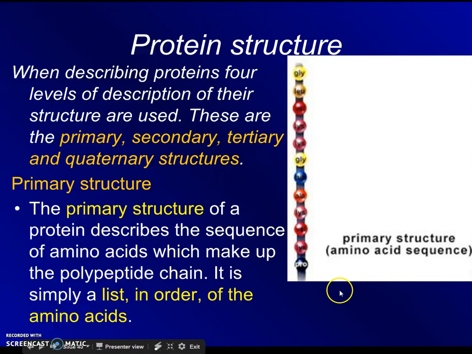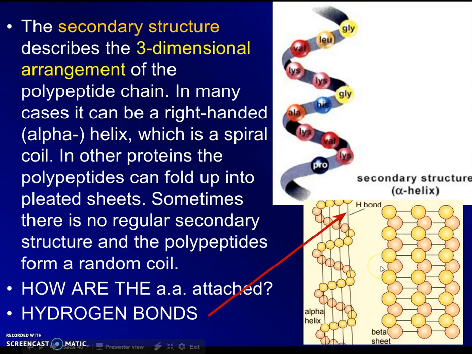And you have this picture too. This is just a sequence of amino acids. The secondary structure is the 3-dimensional arrangement of the polypeptide chain. So it actually begins to twist. It has some kind of 3-dimensional form to it, but it's pretty simple. It might be in sheets, and it might be in some kind of helix, an alpha helix perhaps, and turn this way. It has a little spiral coil, so picture it kind of like a spiral staircase, or just like a twisted up line.